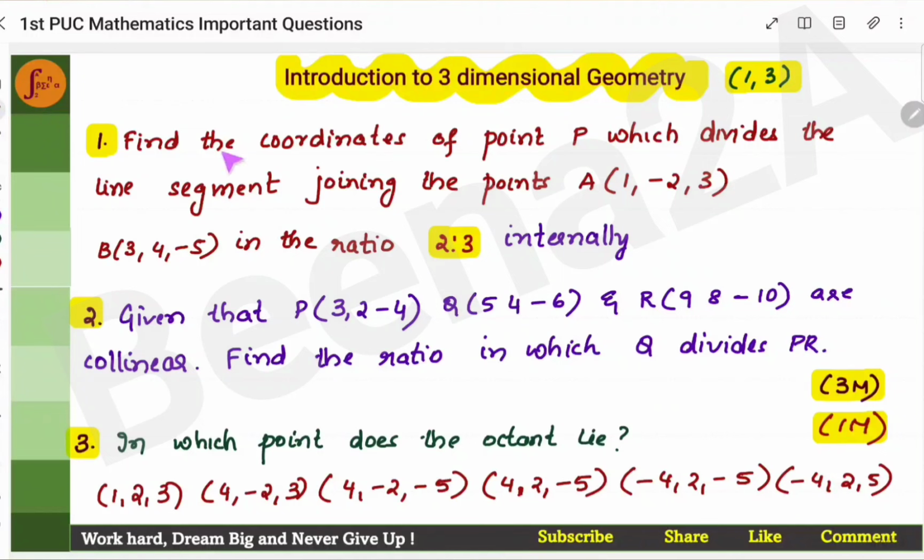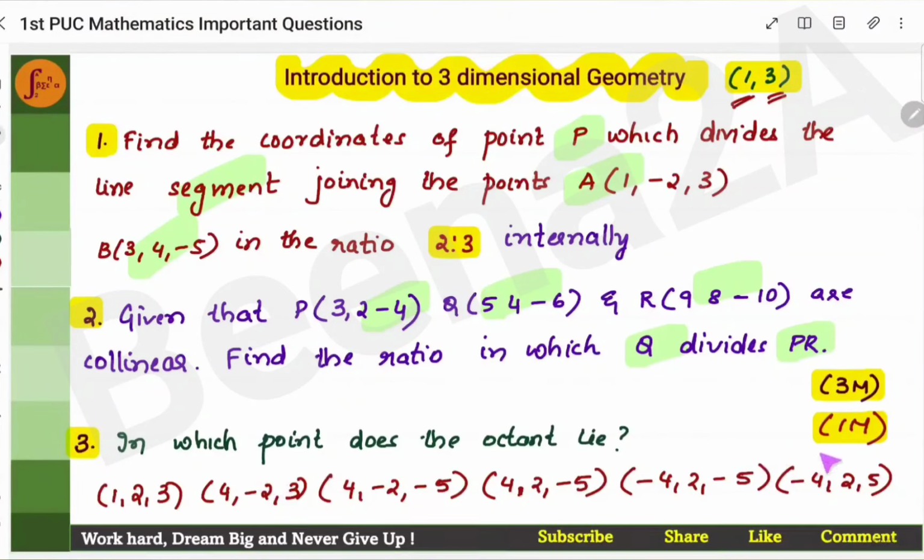Coming to 3D topic. Again, you have 1 marker and 3 marker coming here. So if you look at the 3 markers, find the coordinates of the point P, which divides the line segment joining the points A, B in the ratio 2:3 internally. Now, this is one particular problem. The other type is 3 points are given. You have to find the ratio in which Q divides PR.